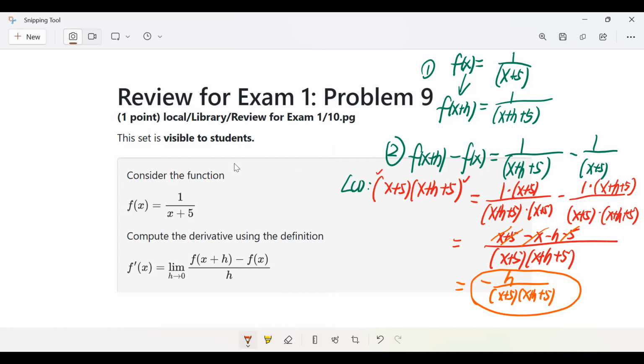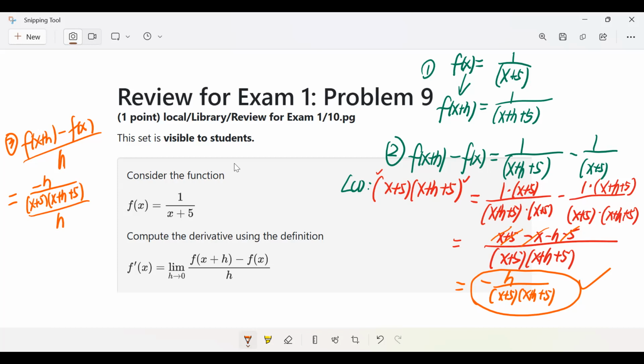All right, so that's basically the second step. The third step is to find the quotient, right? So step 3, we have this end result. Now you're going to divide it by h, so basically we need f of x plus h minus f of x over h. And we have the simplified version of the difference, so negative h over the denominator, and divide by h.